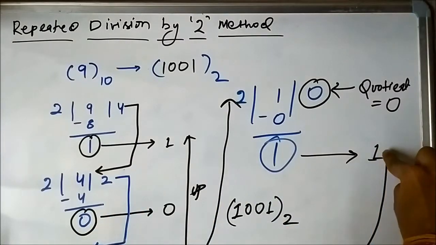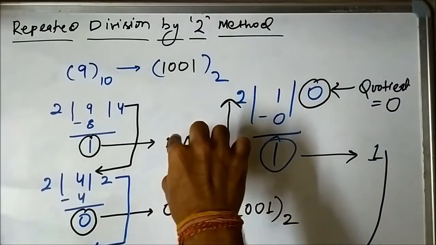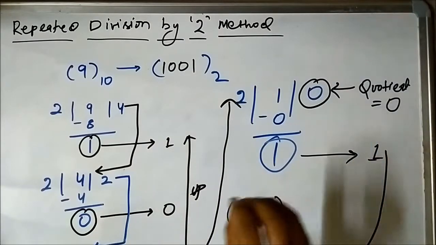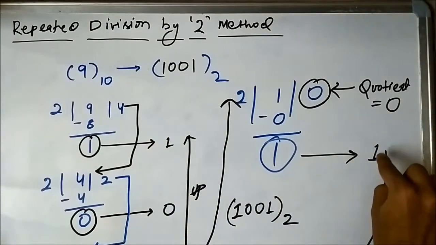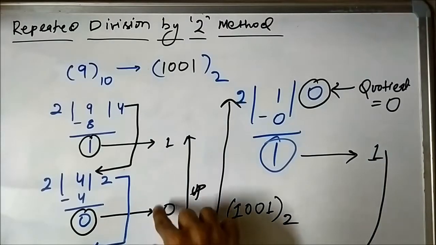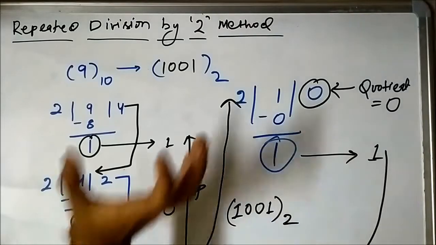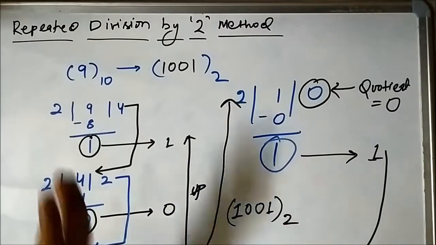Then we proceed from the last division towards the first division, from the remainder of the last division to the remainder of the first division, and we note the binary digits in that order: 1, 0, 0, 1, 1, 0, 0, 1, and we got the binary representation of the decimal number 9.